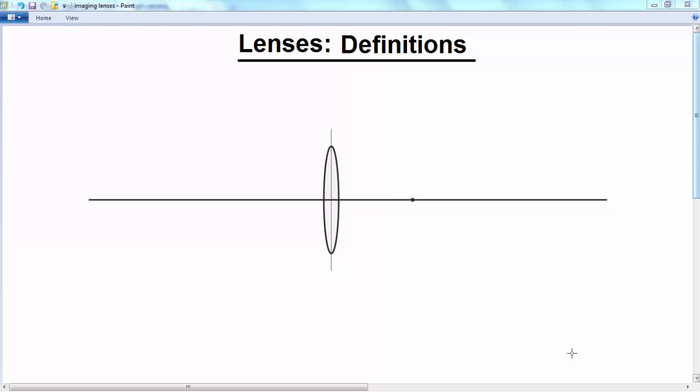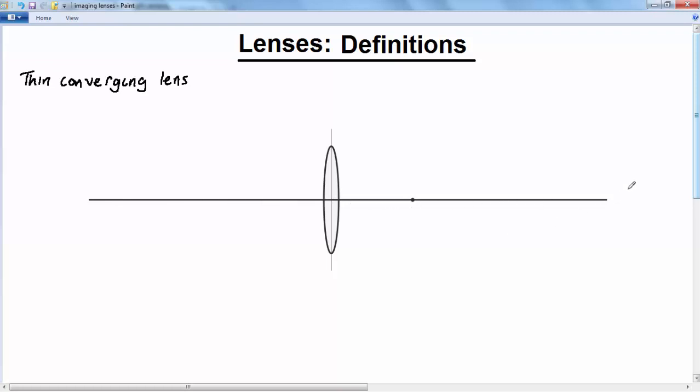In the next few lessons we're going to look at lenses and imaging. In this lesson we're going to look at some important definitions. So we've got a thin converging lens here, and in most of the work on imaging we'll be looking at thin converging lenses. Now first of all, there's an axis which passes through the centre of the lens.